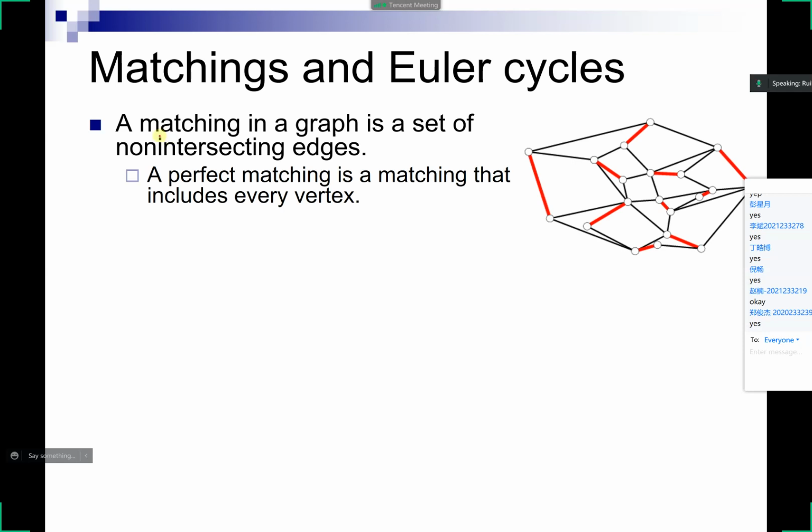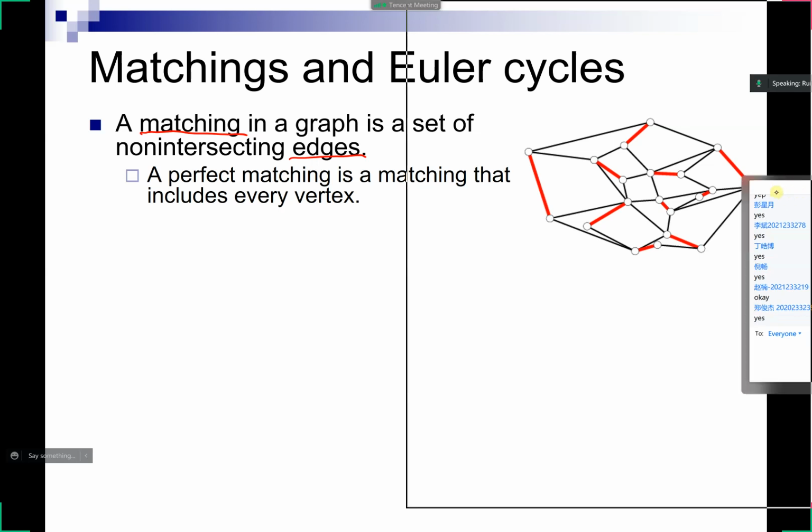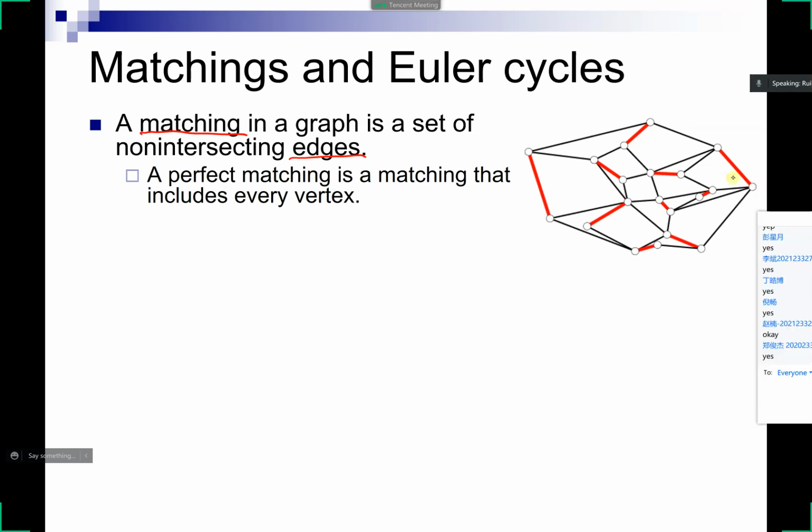First of all, a matching in a graph is just a set of edges, a subset of the edges in the graph, but the edges are not allowed to touch each other. For example, in this graph over here, all of the red edges form a matching, and none of the red edges touch each other.